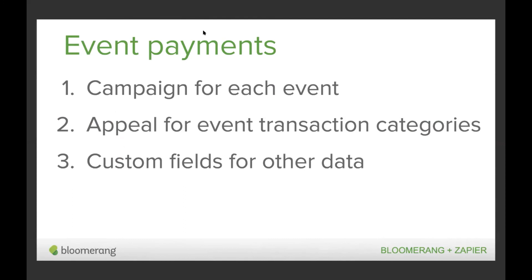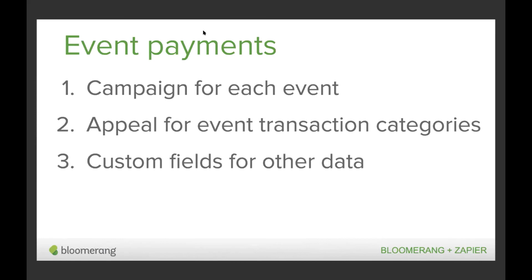First, we want to create a new campaign value for each unique event. We'll use appeals to identify the different event-related transaction categories like tickets, sponsorships, auction items. And then we'll create custom fields to classify and categorize event payments as your reporting requirements dictate. So this may be having a field for the different event types, maybe for tracking the order ID from Eventbrite as a linking reference. And again, we'll walk through all of these together.